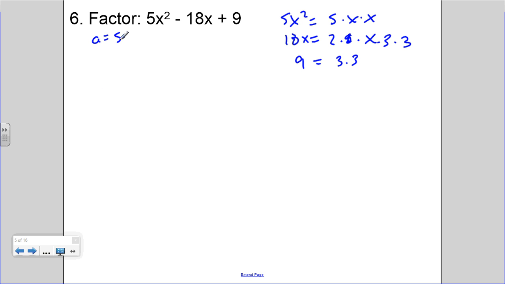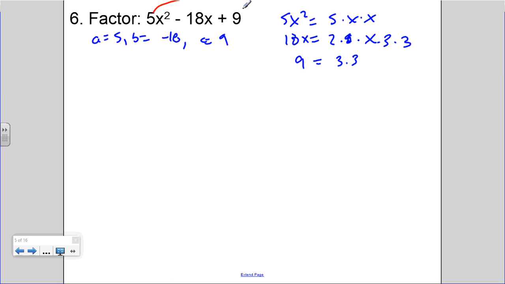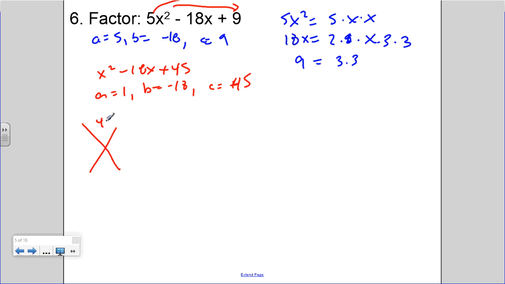So currently a is 5, b is negative 18, and c is 9. Since a is not 1, we're going to slide and divide. Slide 5 over to the 9 to leave you with x squared minus 18x plus 45. So you multiply the 5 with the 9. Now a is 1, b is still negative 18, and c is 45. Now we apply the x. So we put positive 45 at the top, negative 18 at the bottom.